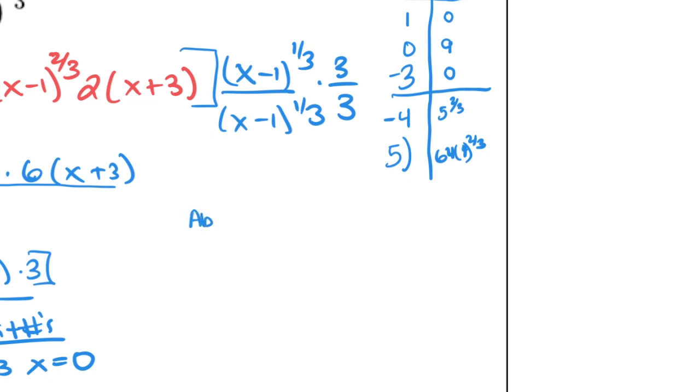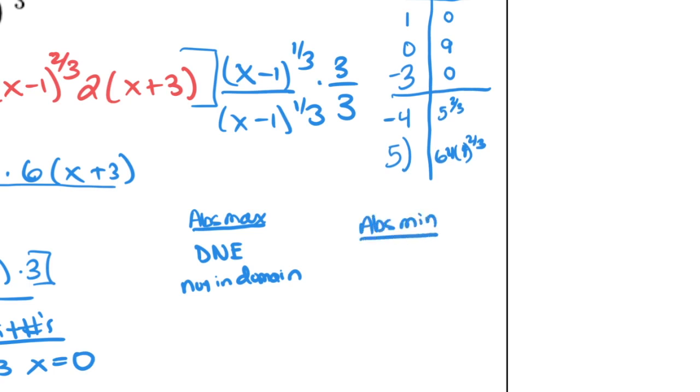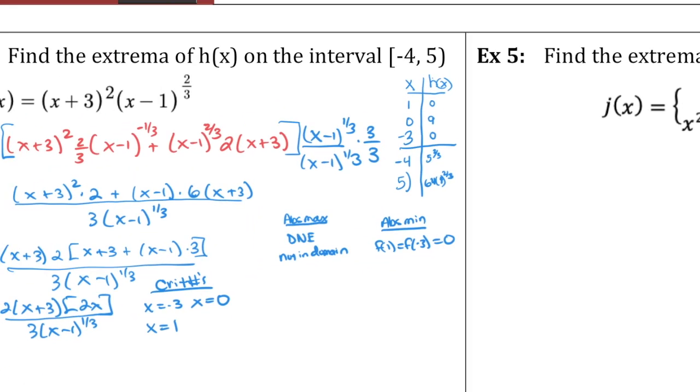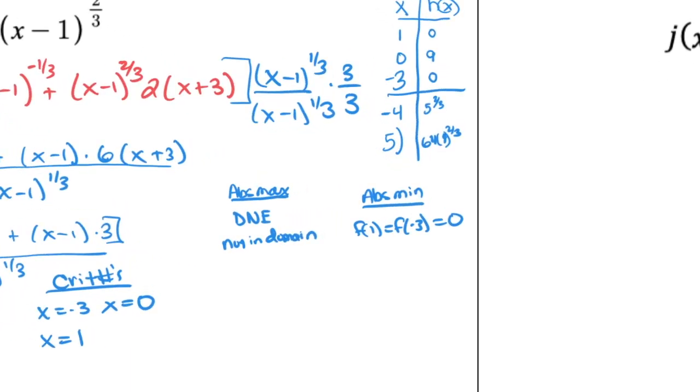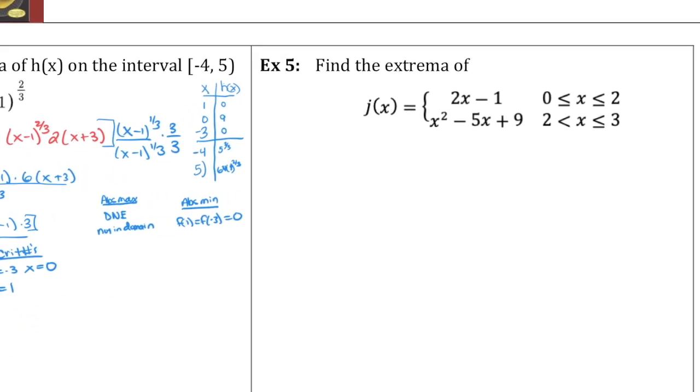So for your absolute maximum, the maximum could have occurred at 5, but you're not touching the value of 5. So the absolute maximum does not exist because it is not in the domain. Your absolute minimum is going to be f at 1, which also equals f at negative 3, and that value is 0. So when you're looking for an absolute min or absolute max, remember that is the y value of the function. I just like to write f at the value 1 so that we know where it occurs.